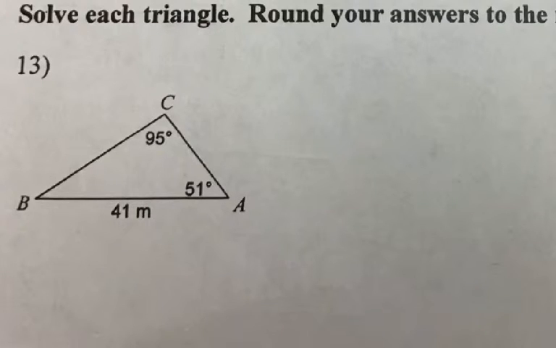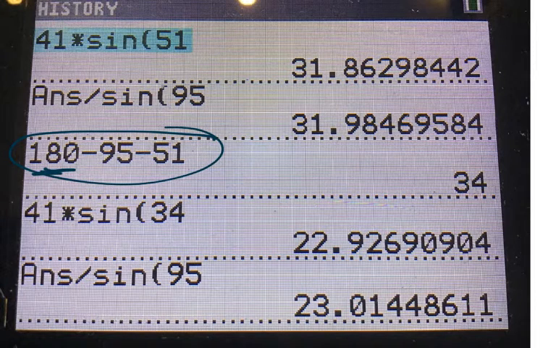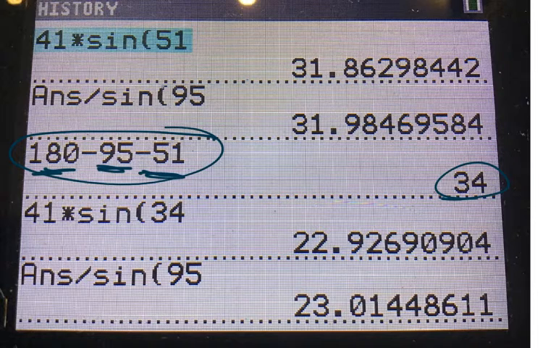All right, so 13, we're supposed to solve the triangle, right? So I basically misspoke there. So remember, solve the triangle, guys, means we're going to find everything that's missing. Now, since I'm given this angle and this angle already, I know every triangle adds up to 180, right? So the first thing I would do is this right here. Why not take 180 minus 95 minus 51? You will get 34, right?